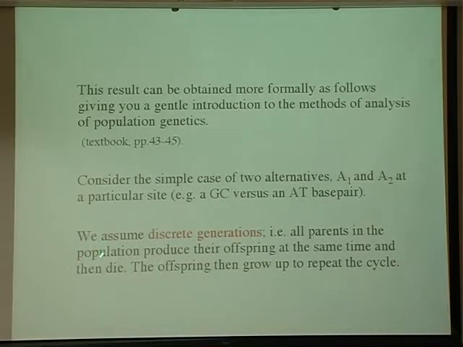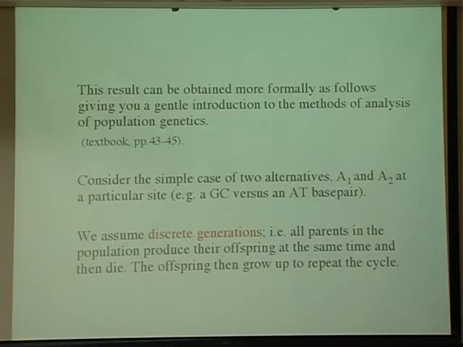Now, the standard model in most population genetics is what we call discrete generations. So that's going to come in time and time again. What does that mean? It means that individuals are born so you have new zygotes.